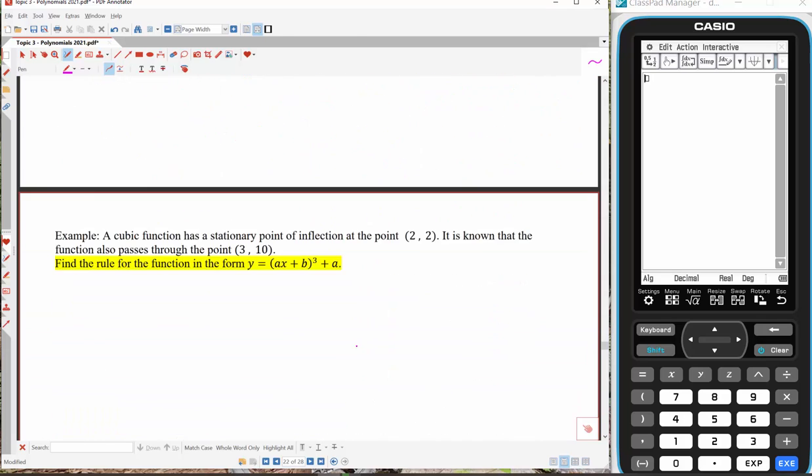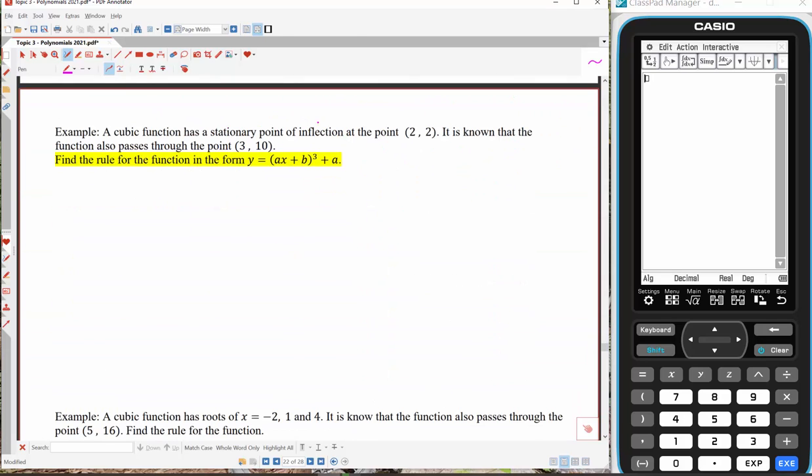Let's go to the next question. A cubic function has a stationary point of inflection at the point 2, 2. It's known that the function also goes through 3, 10. Find the rule. I've added this bit to the notes, so when you see this bit, just pop that in. Find the rule for the function in the form ax plus b all cubed plus a. Again, it doesn't mean we have to use this form, but let's get it going.